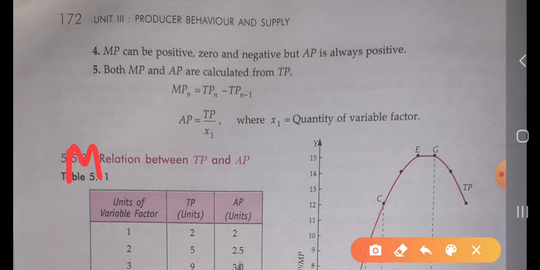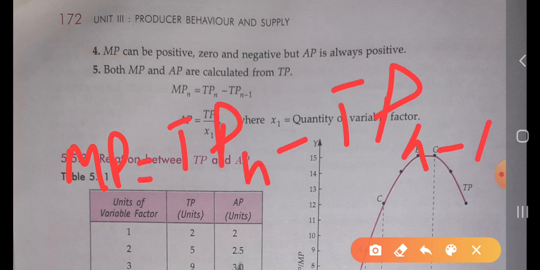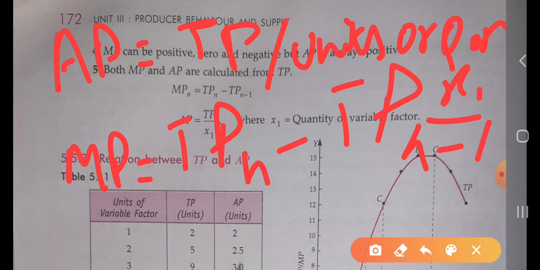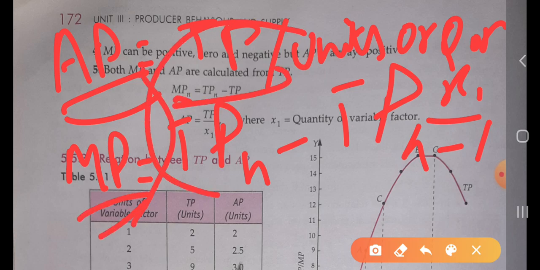The value of MP is equal to TP n minus TP n minus 1, and when we have to calculate AP, it is equal to TP upon units or Q or x1, which is the unit of the variable factor. So both AP and MP are calculated from the TP.